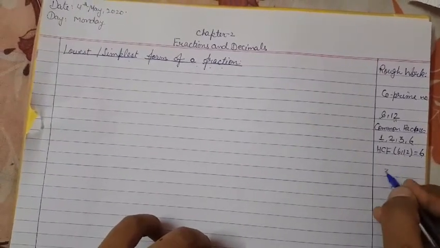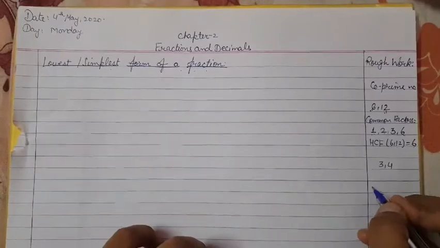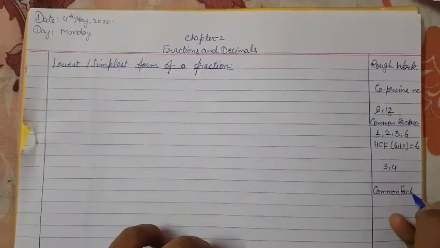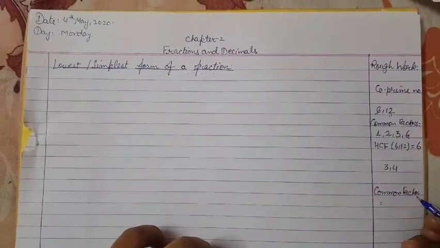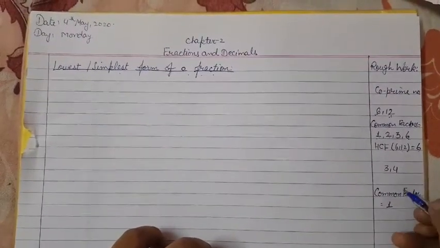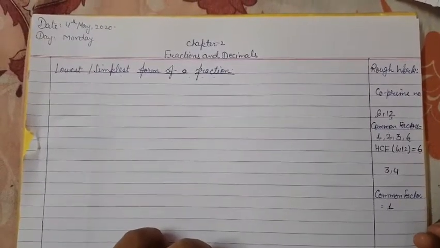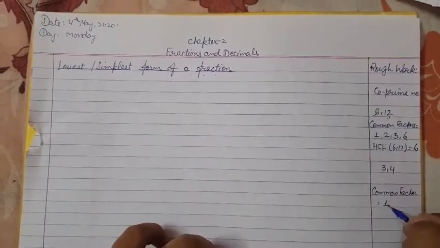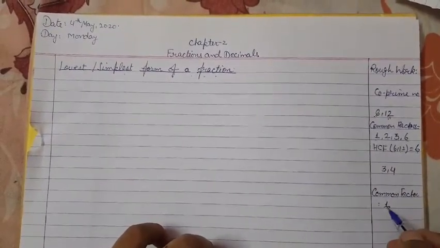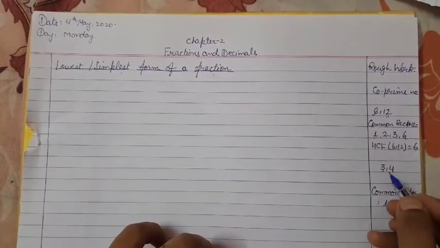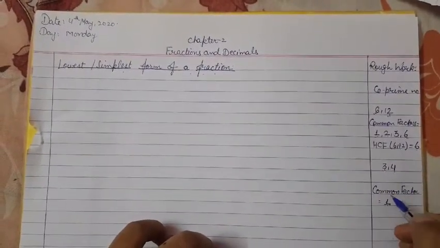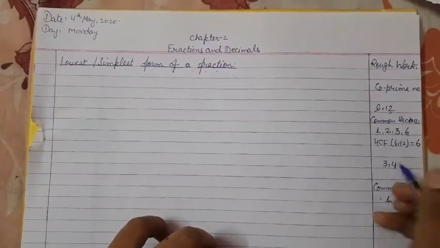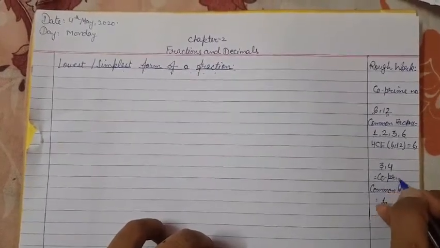Now again I am taking two numbers, 3 and 4. Can you tell me its common factors? Yes, obviously it is 1, because 1 divides each and every number completely. Can you tell me another common factor of 3 and 4 other than 1? No, there is no common factor other than 1 for 3 and 4. So the numbers which do not have any common factor other than 1, or which have only 1 as their common factor, are called co-prime numbers.